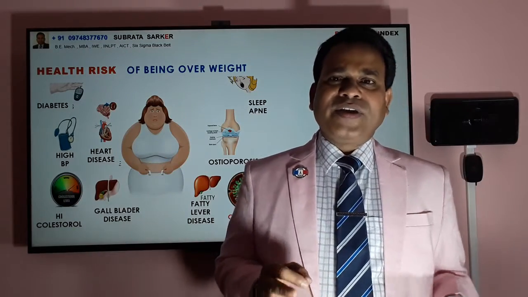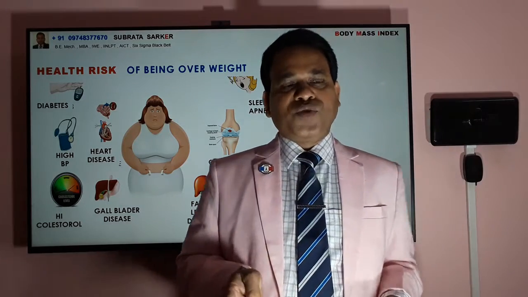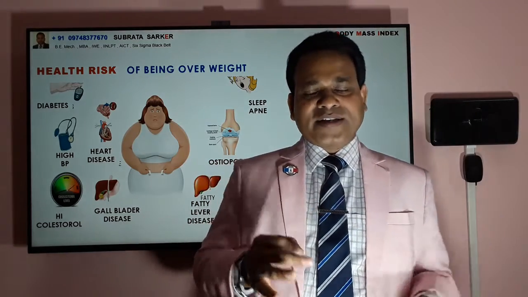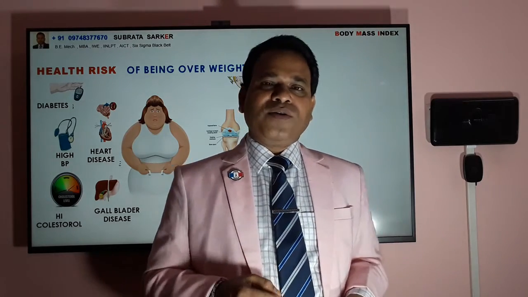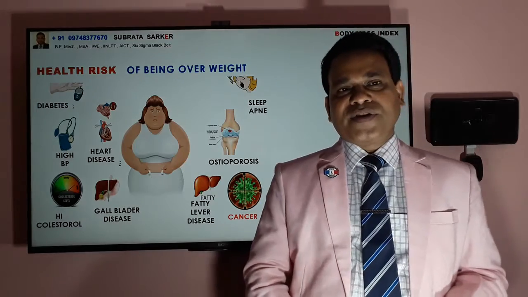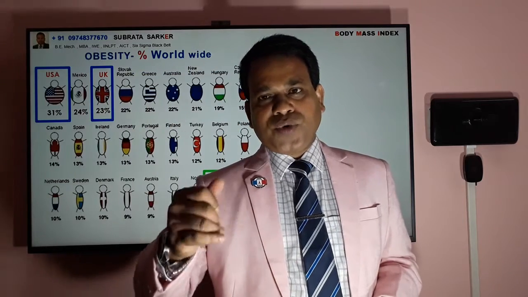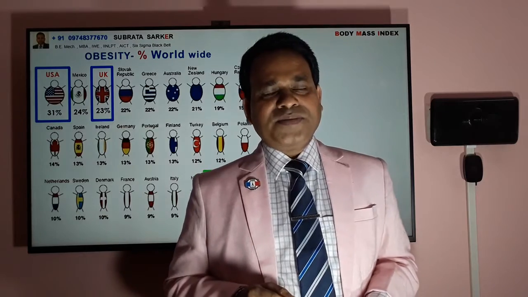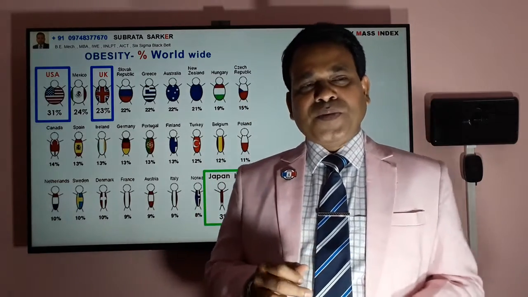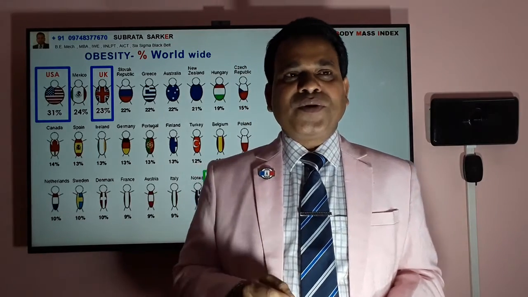Now there are a lot of health risks from being overweight. For example, type 2 diabetes, high blood pressure, a lot of heart diseases, high cholesterol, gallbladder issues, even sleep apnea, osteoporosis and fatty liver, even up to cancer. So these are the health risks for the overweight. Today in developed countries, like in the US, 31% of people are overweight. But there are countries like Japan and Korea where only 3% of people are overweight.